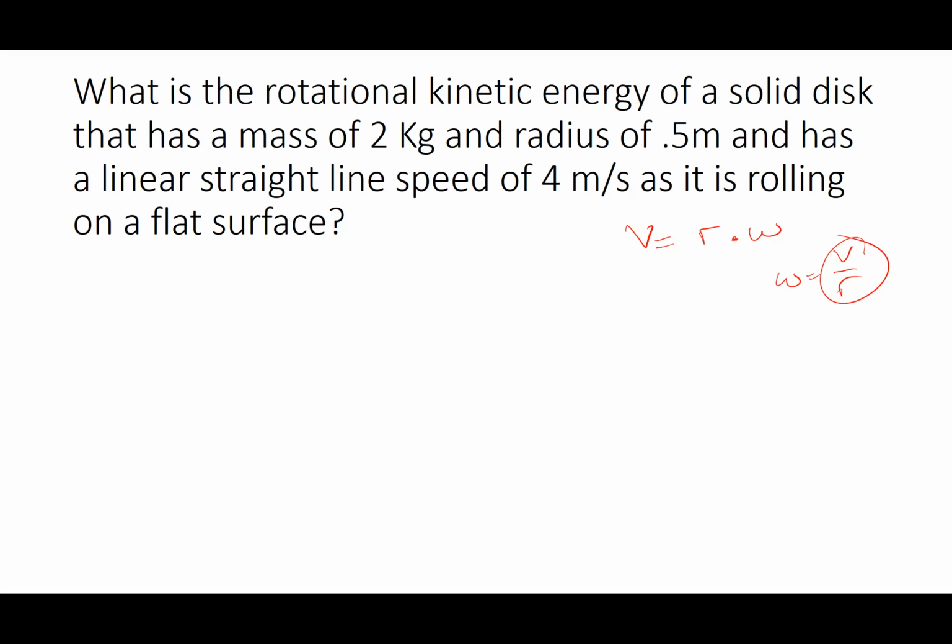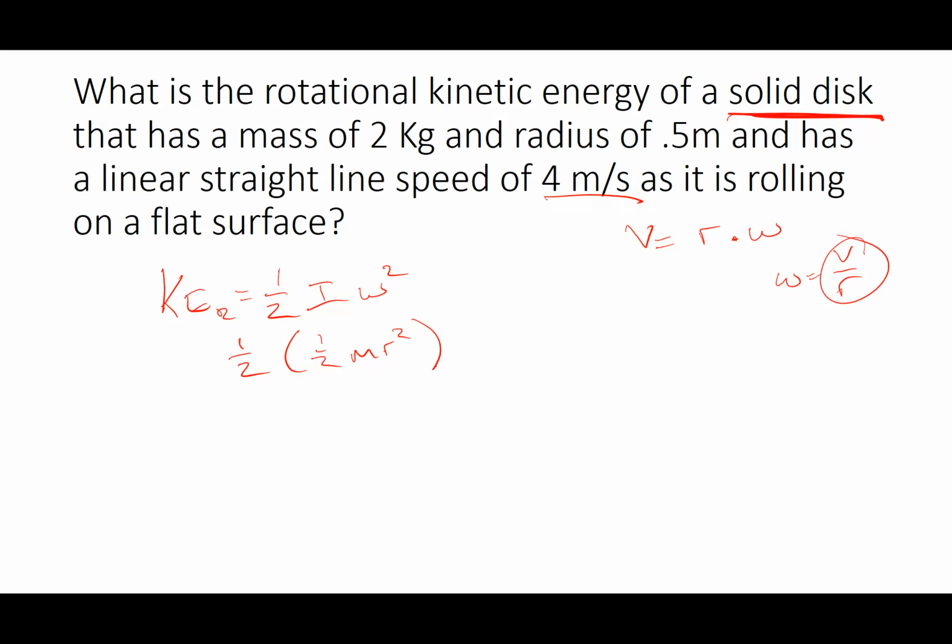We're going to start off the same way as we did before. KE sub r is equal to 1/2 I omega squared. Now we're going to start inserting our values for I and omega. Here we have a solid disk. A solid disk is 1/2 mr squared. So we're going to expand our formula. 1/2 mr squared. And for omega, we said that it is v over r.